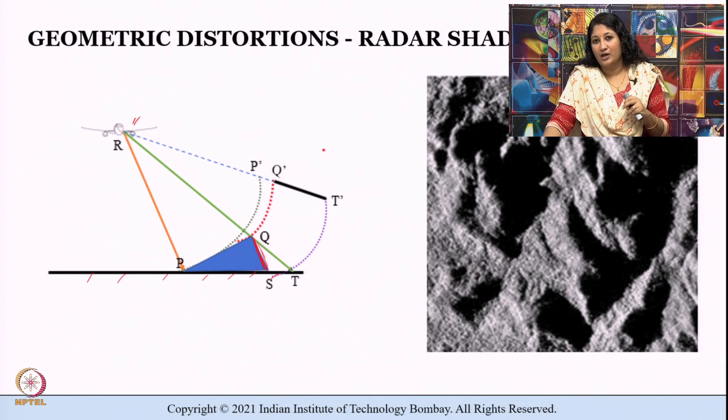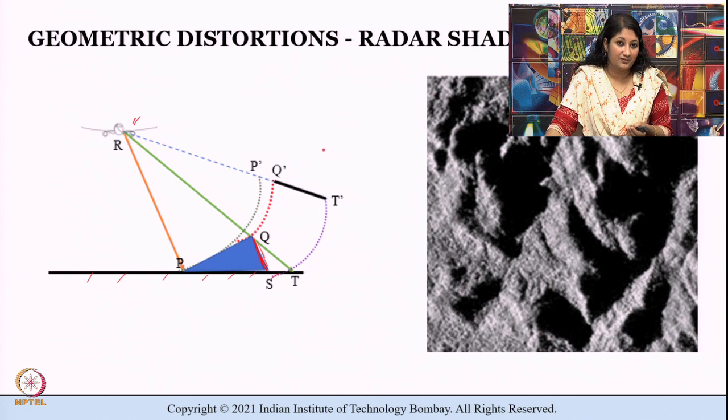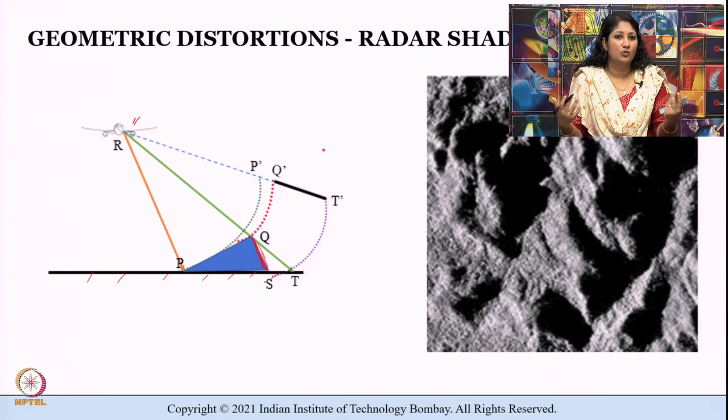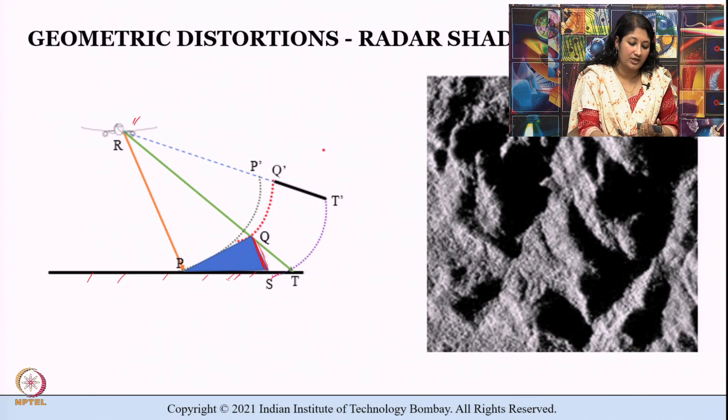In fact, we can think of radar shadow as a zone of silence, where there is absolutely no information, a region of no measured signal where no echo is being received. Now, please remember that radar shadowing is a factor of local slope. The schematic shown here will help you understand more clearly what a radar shadow is.